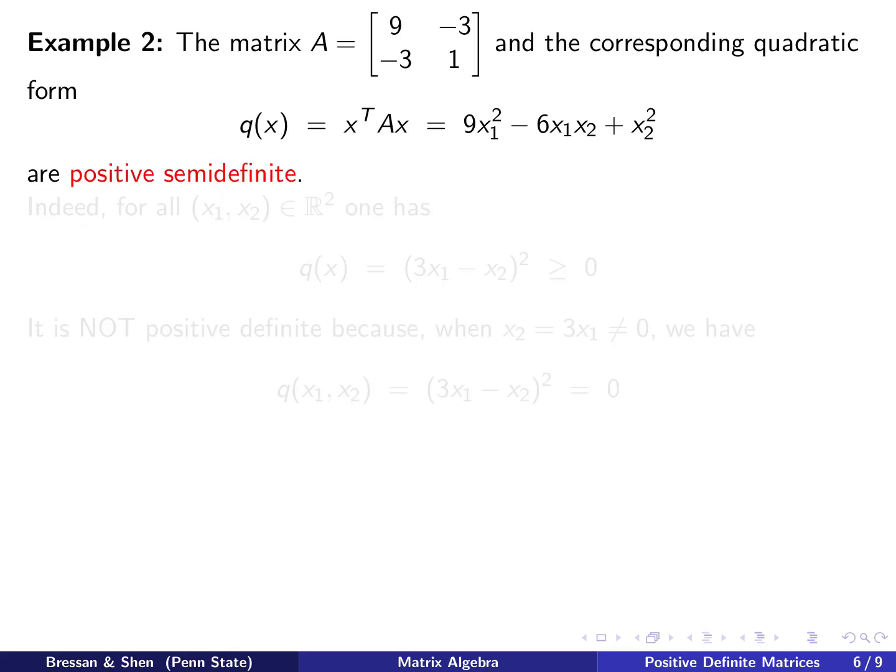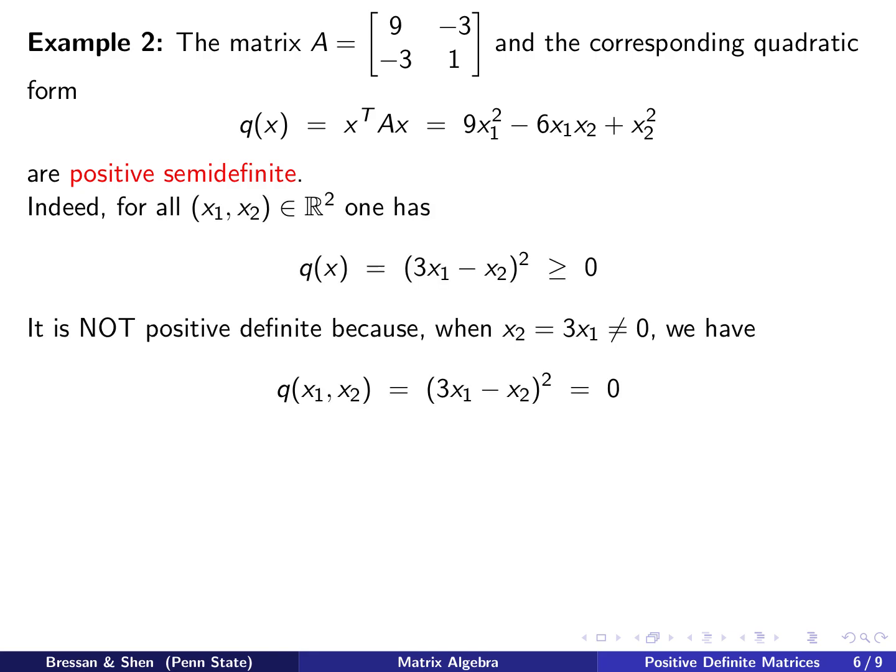Let's take another example. So here is the A matrix, like that, and we can write out the quadratic form, which is this: 9 comes from here, and 1 goes there, and then negative 3, add negative 3, we get negative 6. We want to show that this is positive semi-definite. Looking closely at the quadratic form, we see that what we have here is exactly (3x1 minus x2) squared.